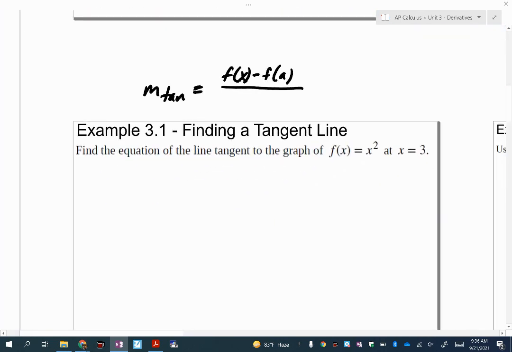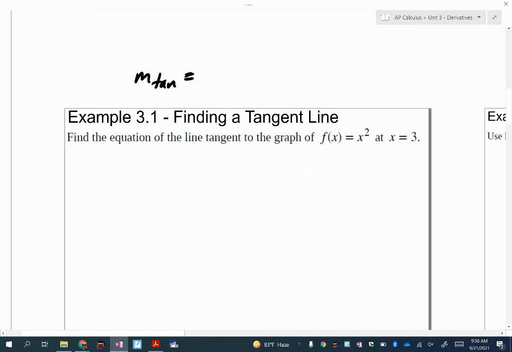Forgot to put the limit, that's my bad. There we go, let's try again. The limit as x approaches a of f of x minus f of a over x minus a.